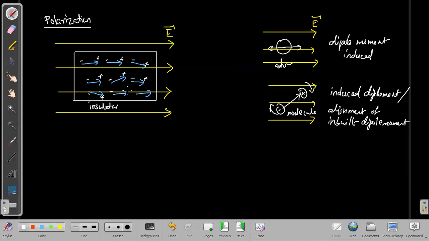Now we have to quantify the effect of the electric field on the insulator or dielectric. We can quantify the effect of the electric field within an insulator by introducing a new quantity called polarization. So what is polarization? Polarization is defined as the dipole moment per unit volume.